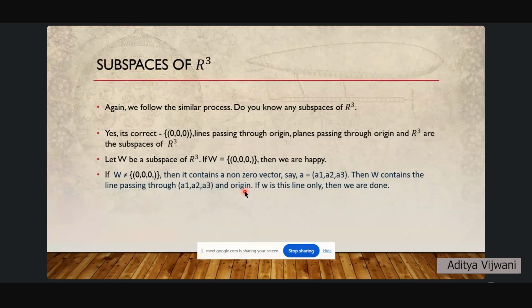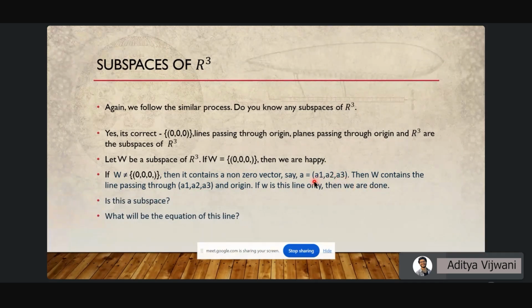Similar to what we did in R2, where we saw a line joining (A, B) and (0, 0), here W will contain a line joining (A1, A2, A3) and origin. And if W is this line only, then we are done, because it will be a subspace. It follows all the properties of a subspace, right? Yeah. So what will be the equation of this line passing through (A1, A2, A3) and origin? Can you say?